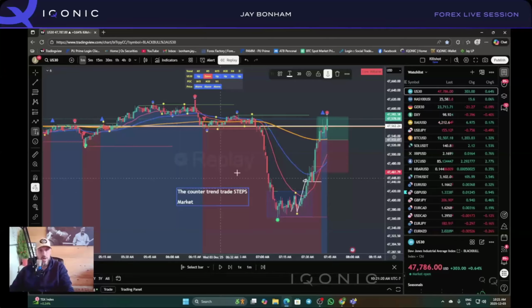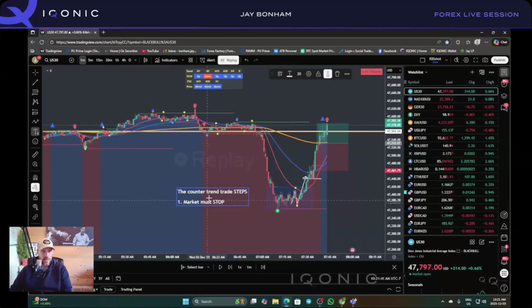So the first thing is we talked about this zone. The market must stop. I like to say, put on the brakes. It must stop the current trend. You don't want to try and take a counter trend trade if this thing's still creating lower lows, because the trend's not over. We're really trying to find the end of the trend.